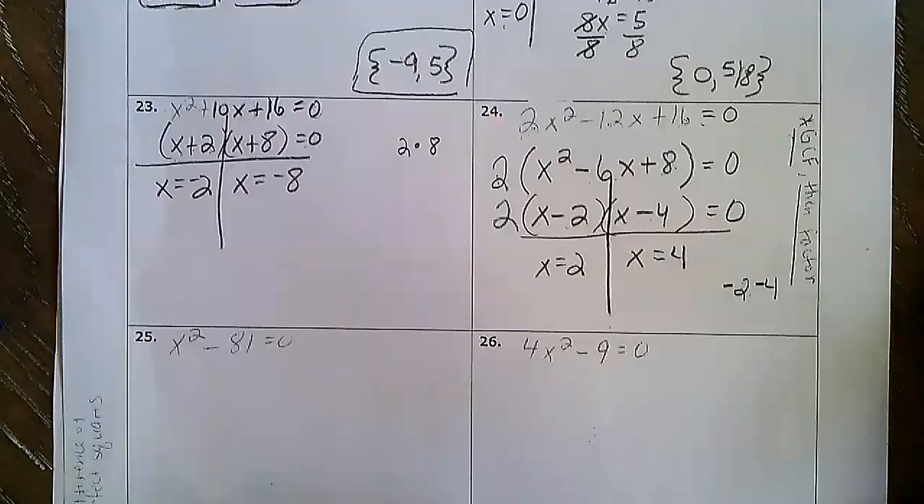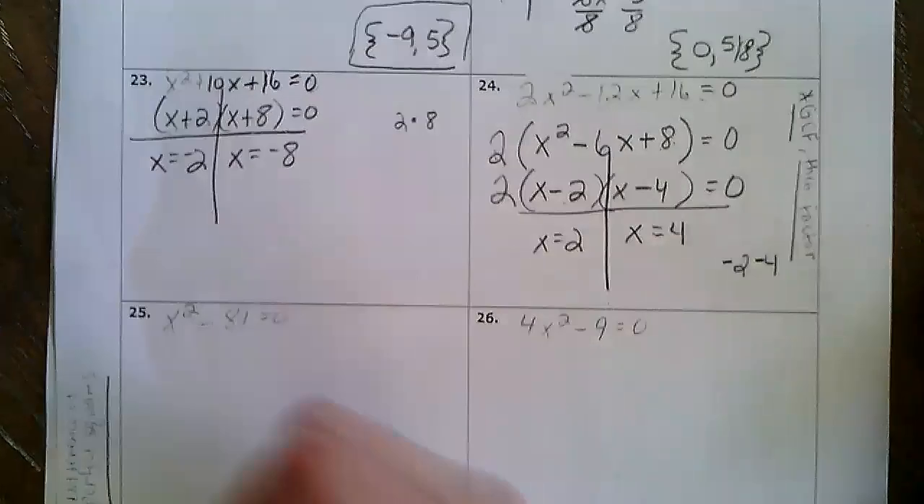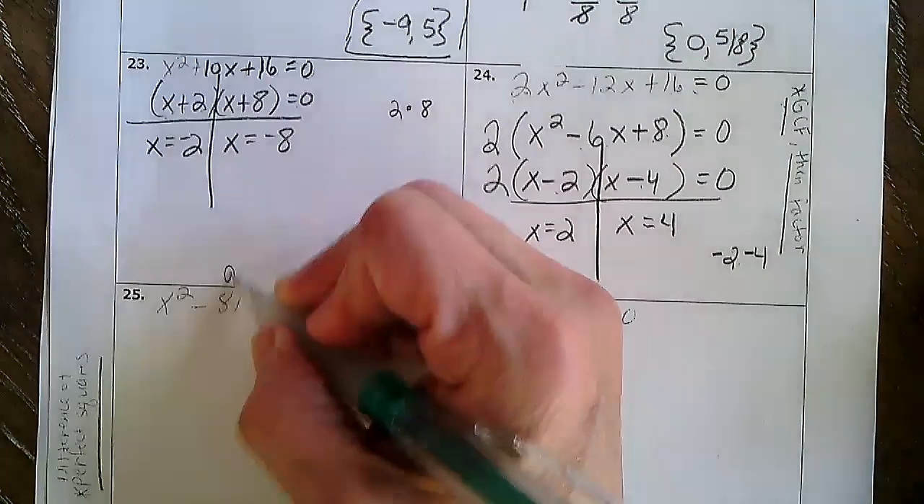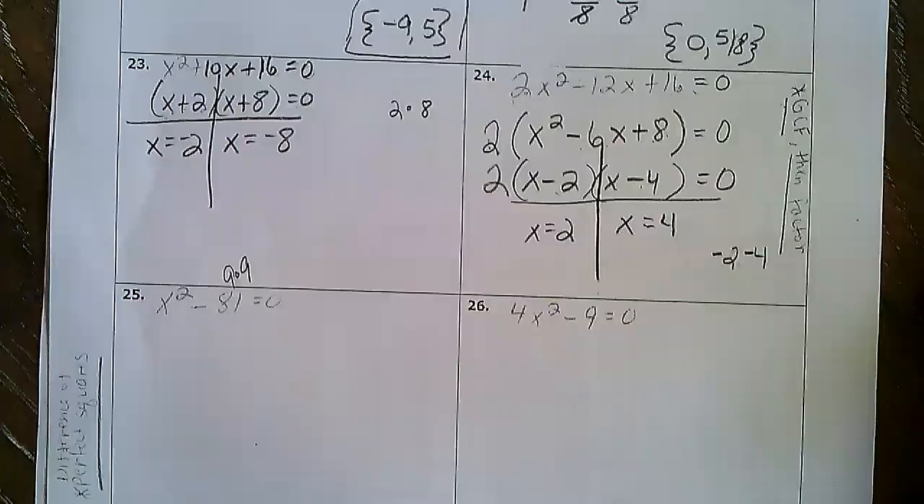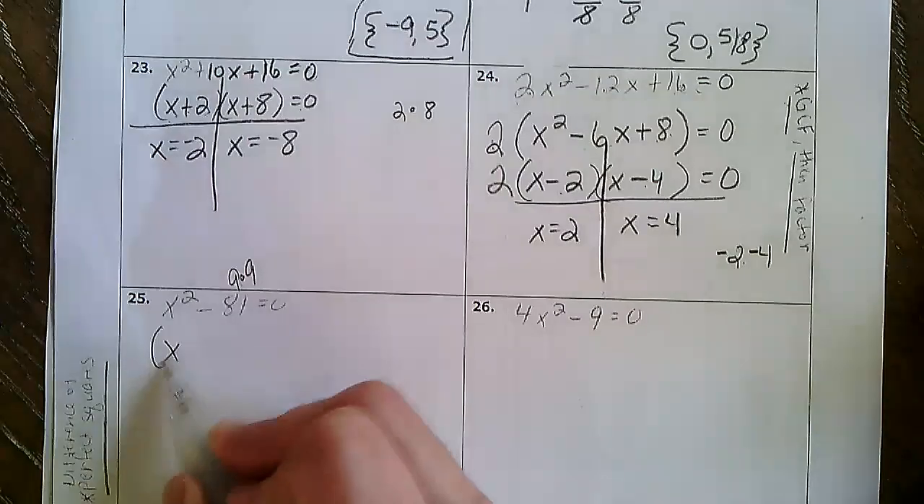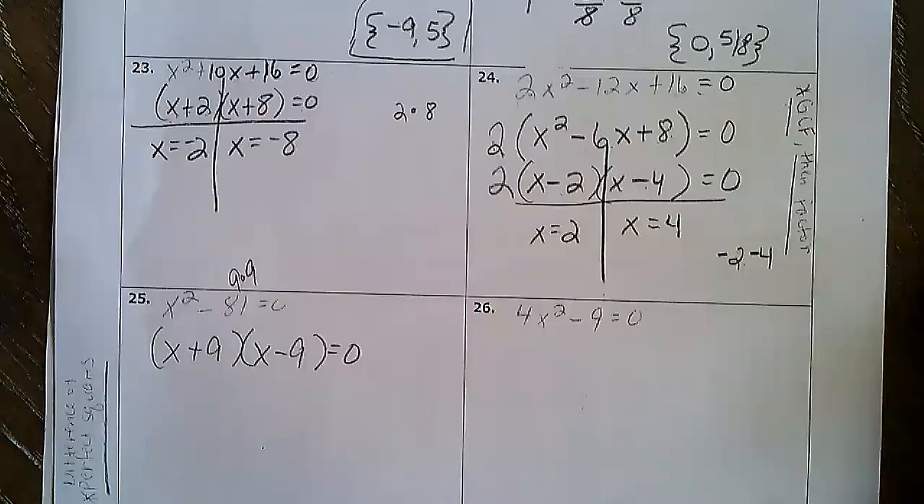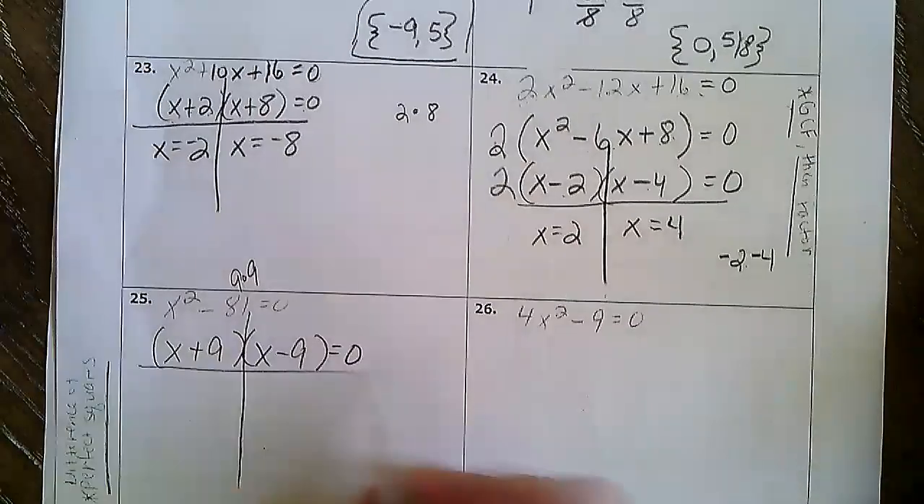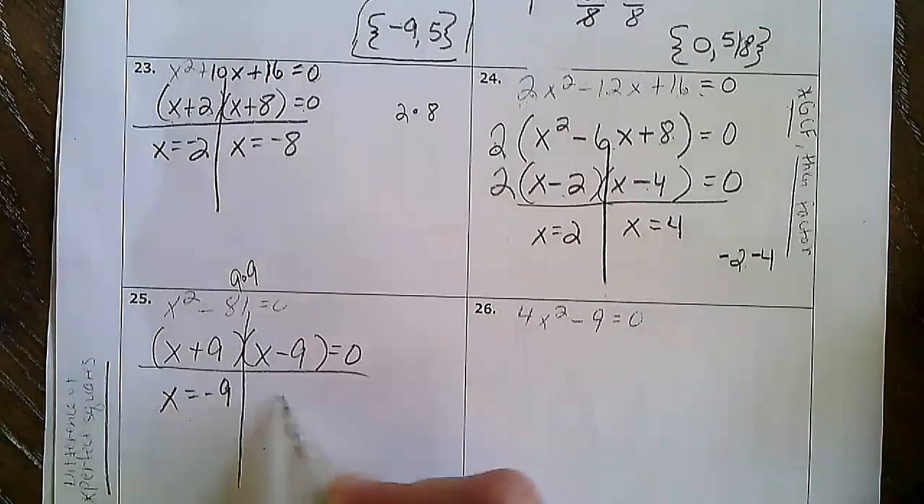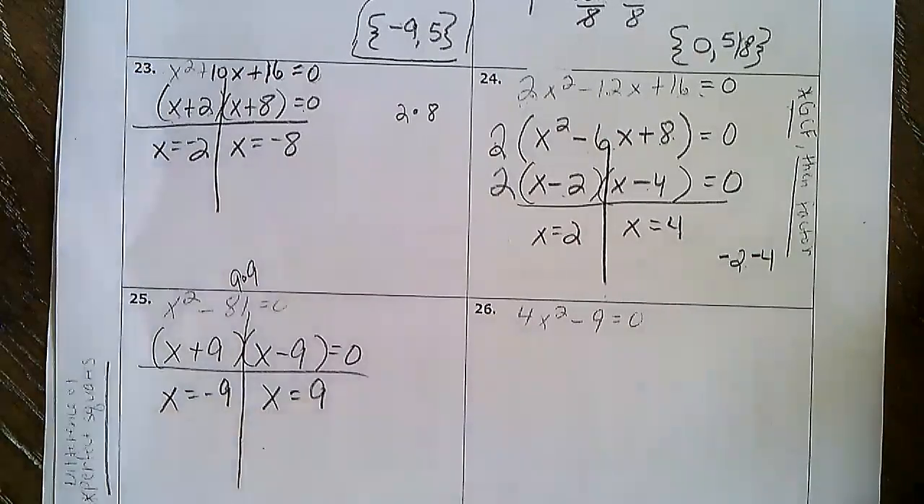All right, number 25 and 26, they factor as perfect squares. Remember, 9 times 9 is 81. So then this is going to factor to x plus 9, x minus 9. So then my two zeros are just -9 and +9.